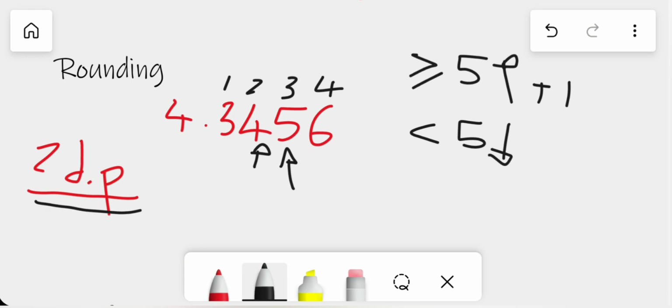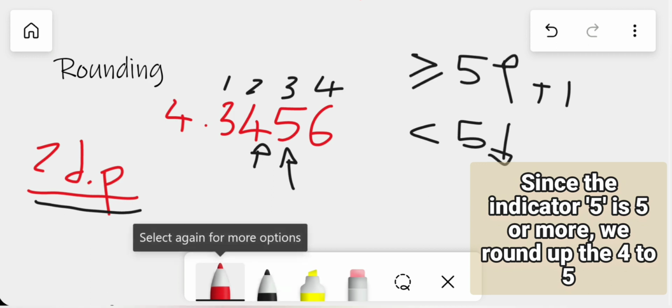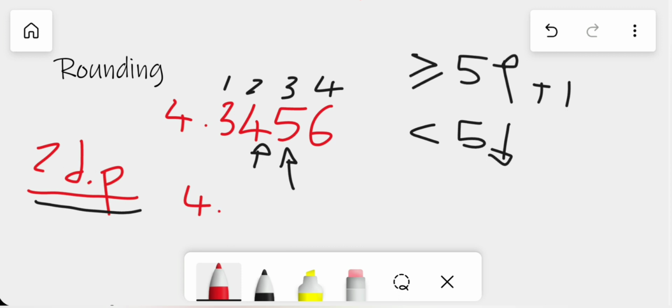So in this example, we had 4.34. The indicator, which is 5, as we can see right there. Now that means the 4.3456 will now be rounded to 4.3, and then this 4 will change to a 5. Let me put it in black to show that we have rounded the number to 2 decimal places. So you have to be aware of that.